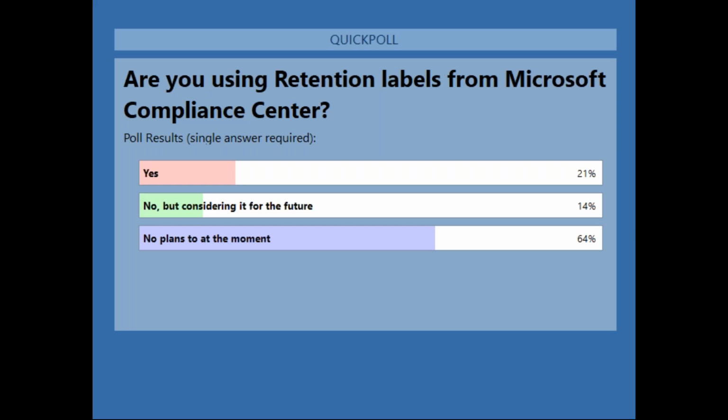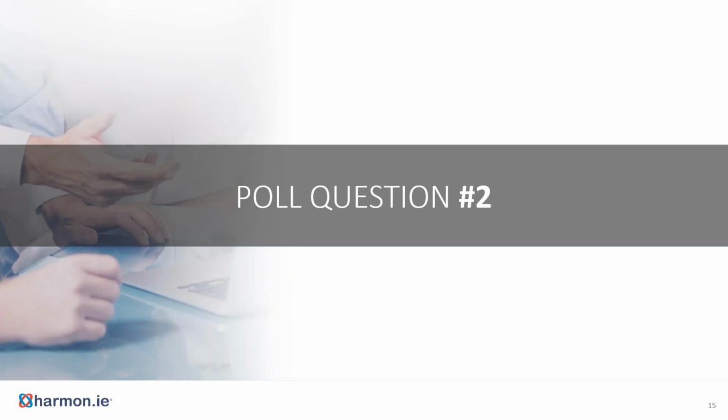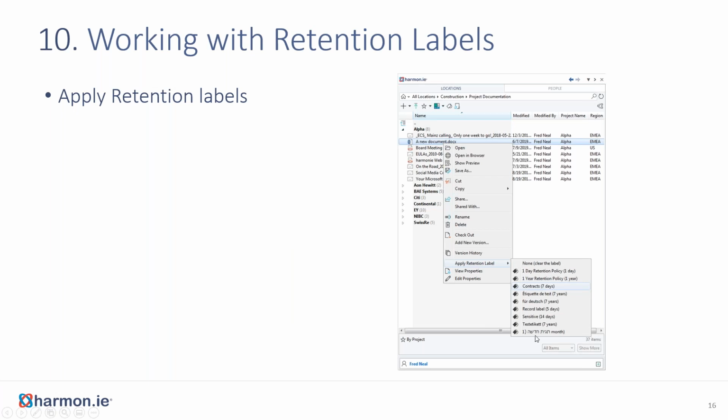And we are adding support to apply those labels and honor those labels and visualize them from the Harmony interface. So for example, here, if I select a document and right click on it, you'll see that I have the ability to apply a retention label to say, okay, this is a contract and it needs to be stored for a particular amount of time, or it needs to be retained after a particular amount of time. So all of these policies are actually configured in the Compliance Center in Office 365. And then you apply them to the libraries and the locations that you're working in.